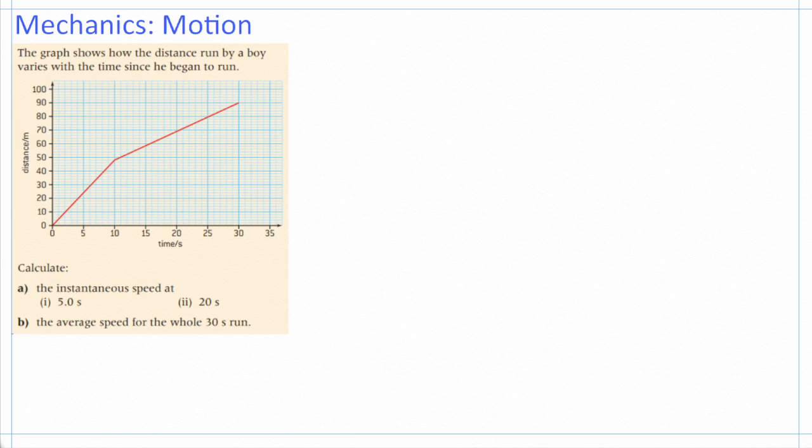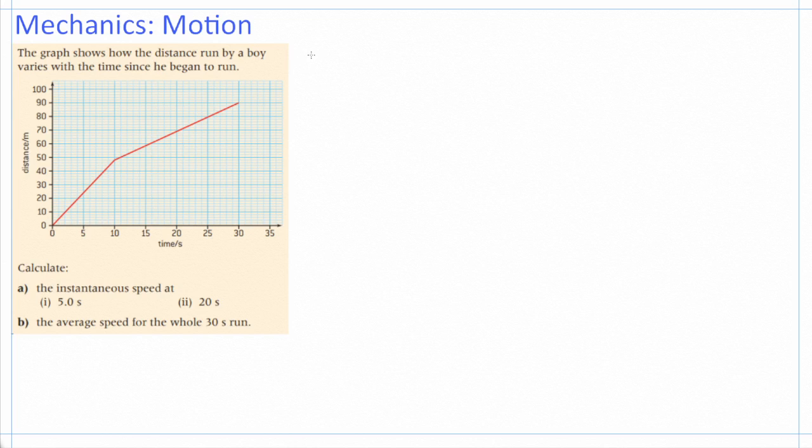Alright, so let's do an example now. We've got a graph here. This graph shows the distance run by a boy, and how it varies with time since he began to run. So we can clearly see there are two distinct moments. We have a first moment where the boy is running faster, and then later, after 10 seconds, he probably gets tired and runs a bit slower, up to 30 seconds. That's all we have observed. We don't know what happens next. We don't know if he stopped or whatever. Now, calculate the instantaneous speed at 5 seconds and at 20 seconds.